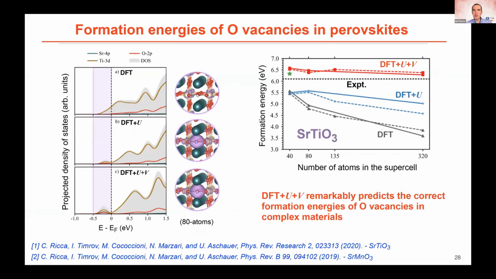This is the formation energies of oxygen vacancies in perovskites. So this is the formation energy on the y-axis, and on the x-axis is the size of the supercell. The experimental dilute limit is this black horizontal line. The green star is the hybrid functional HSE06. And we see when we increase the supercell, both DFT and DFT+U go in the wrong direction. They go further away from the dilute limit, while DFT+U+V changes little, and moreover, it gets closer and closer to the dilute limit and gives the most accurate results, as accurate as the hybrid functional for small sizes of the supercell.